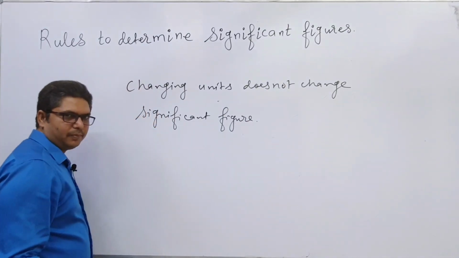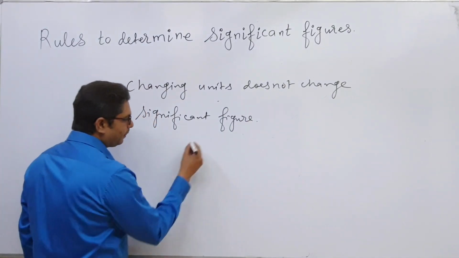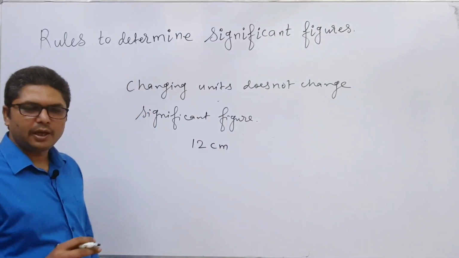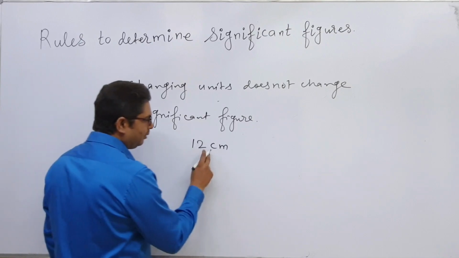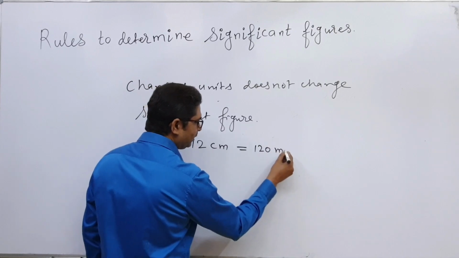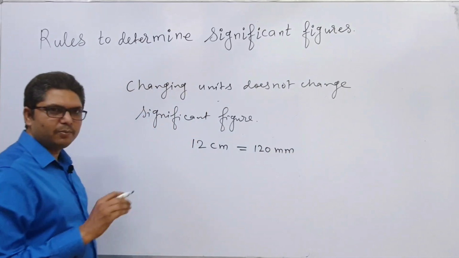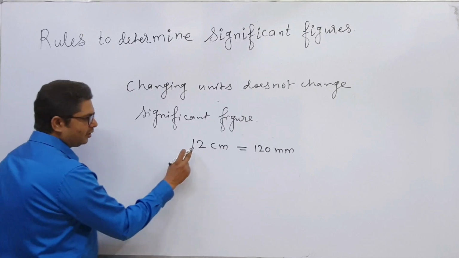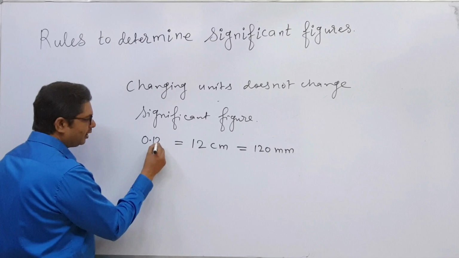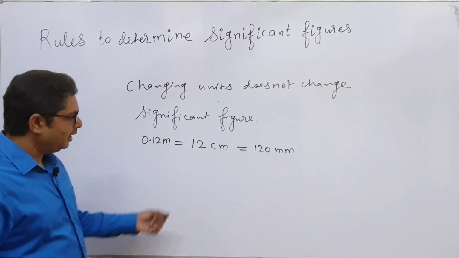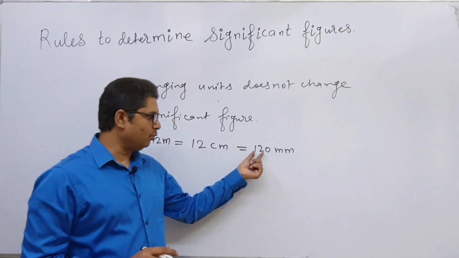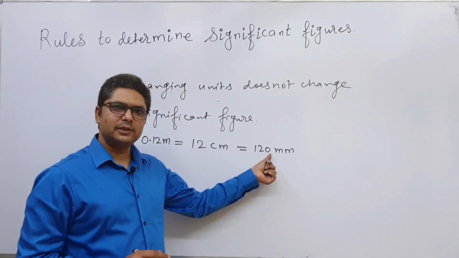Let us see an example. Suppose I write here 12 centimeter. Convert it in millimeter. So in millimeter, 12 centimeter is 120 millimeter. Suppose I say convert it in meter, then you have to divide 12 by 100, so you have 0.12 meter. Now see, here the significant figure is 2, here also it is 2, and here also it is 2, because this 0 is not significant.